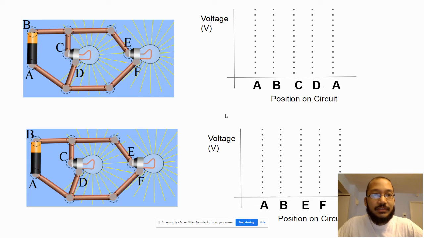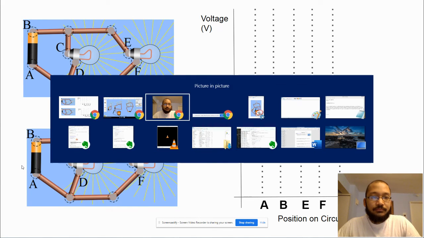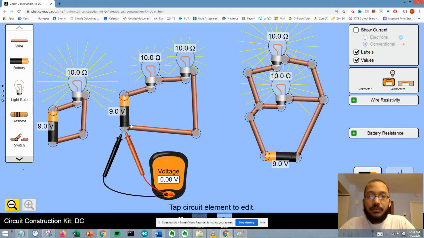One more circuit to analyze. What do you think the voltage around the loop is going to look like when I go around this loop, and then when I go around this loop? Predict it. And we're going to go and measure it.